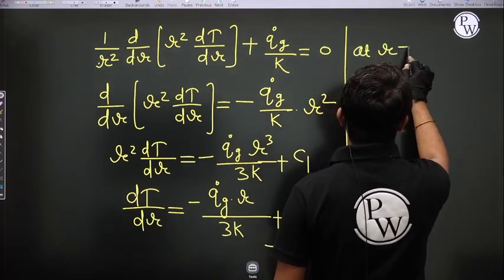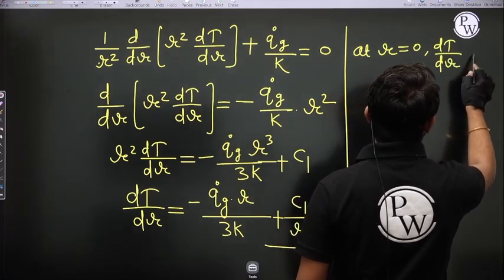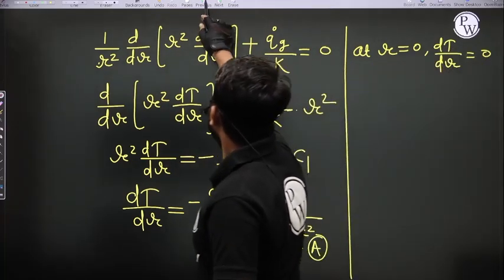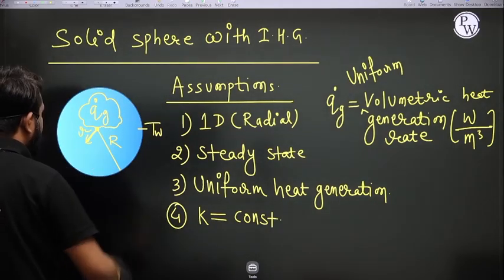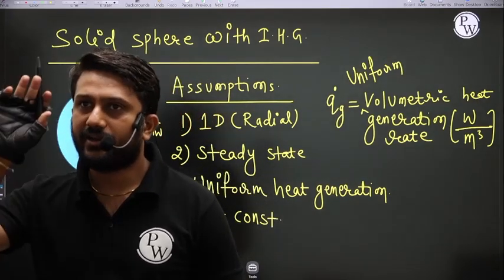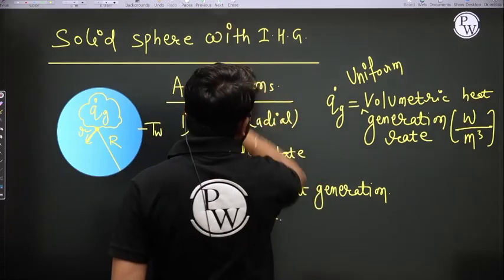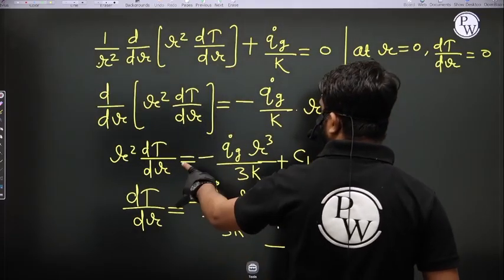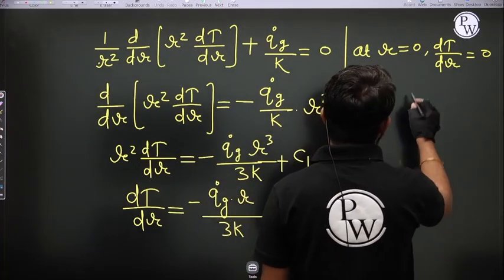At R is equal to 0, that dT by dr is equal to 0. Can we use this mathematical expression? This is the radial direction, na? So at R is equal to 0, that dT by dr is equal to 0 from the symmetry. Right, from the symmetry we can write directly, na? So here at R is equal to 0, that dT by dr is 0. So from this mathematical expression, the C1 is equal to 0.